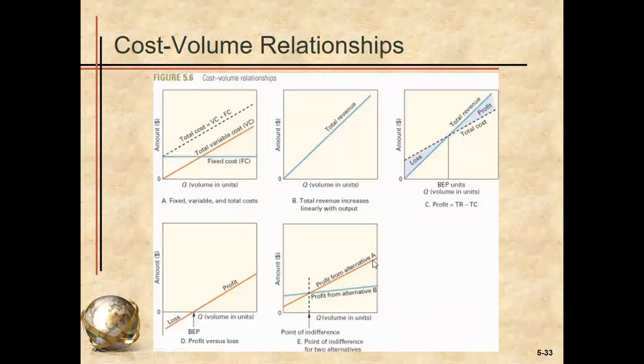And also the point of indifference for two alternatives. This is profit from alternative A, this is profit from alternative B, so we can see the correlation. Here is the intersection at the volume, our Q volume units. I mean, sorry, for the point of indifference between alternative A and alternative B.